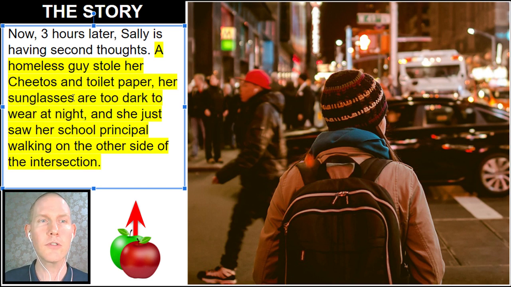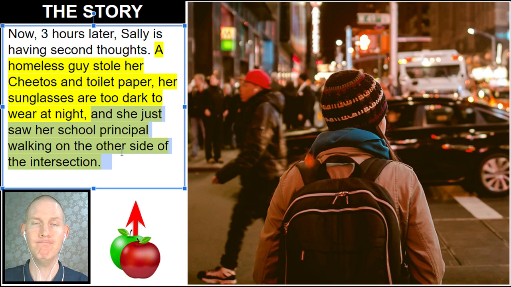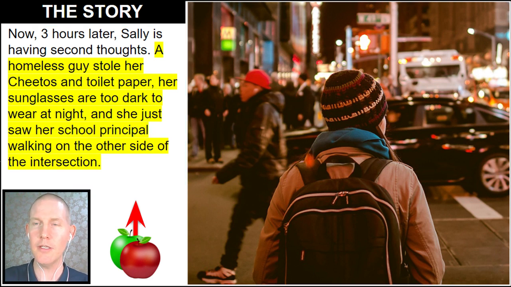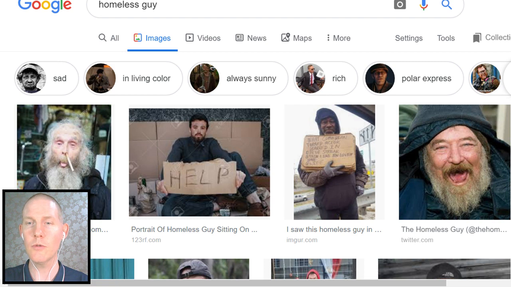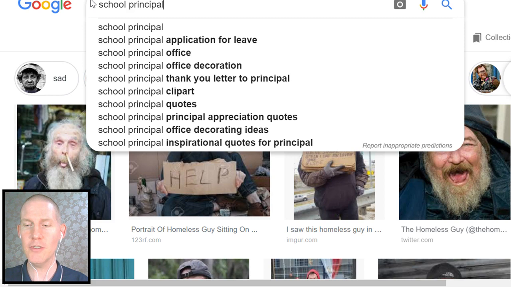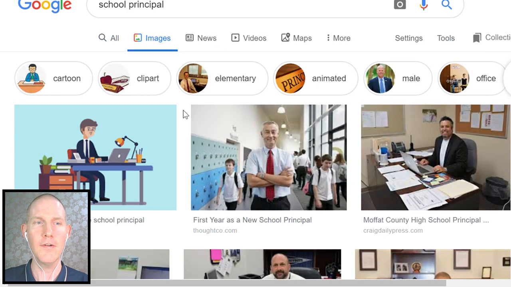Okay. So her sunglasses are too dark to wear at night, and she just saw her school principal walking on the other side of the intersection. So Sally is still in school, and she saw her principal. So let's take a look. Make sure we all have a similar idea what it means to be a school principal. All right, goodbye, homeless guy. Hello, school principal.